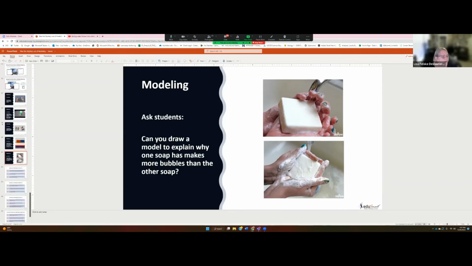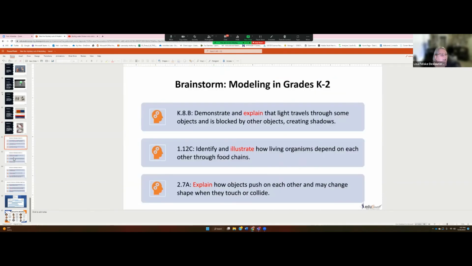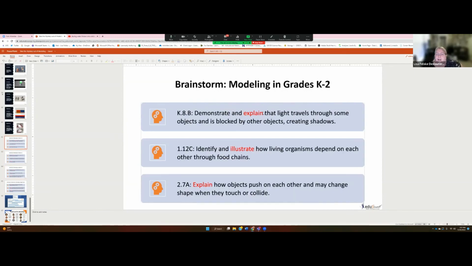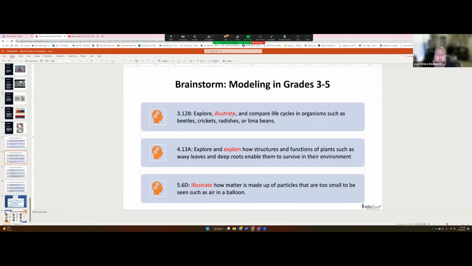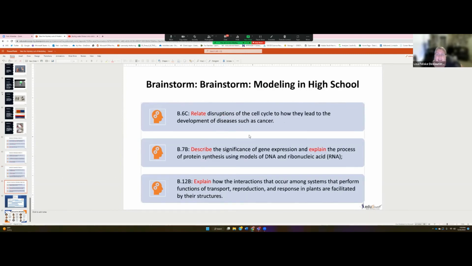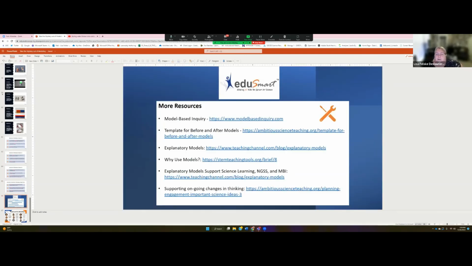It was too long to do for today's session. Then I had some practice where we could do some brainstorming, but I think we're going to be out of time because we want to have time for question and answer. But I'm just showing you words that can trigger when's a good time to do modeling. Here's explain in kindergarten, illustrate, explain, describe. These are words that lend themselves to modeling. Relate, explain, describe. Then I'm also giving you links to some more resources.